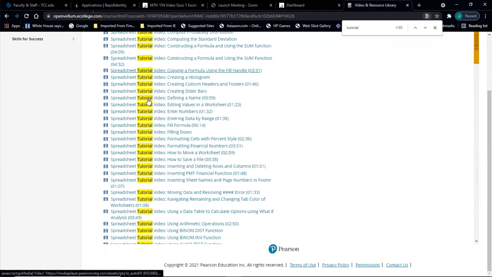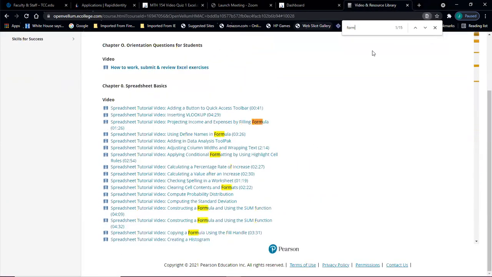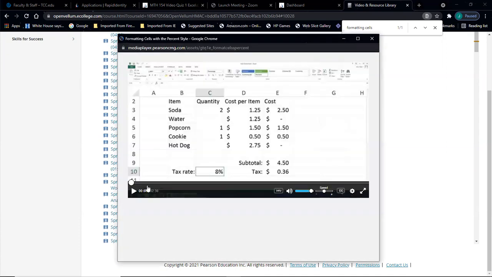All right, so I just typed tutorial and you can see all of these. Okay, well, that's not very helpful. Formatting cells. Let's just do formatting cells and boom, there's the only one. 1 out of 1 took me right to it. So Control F is awesome if you are having a hard time using your eyes with it. Then we will click the video, we'll watch it, and we will learn what to answer.